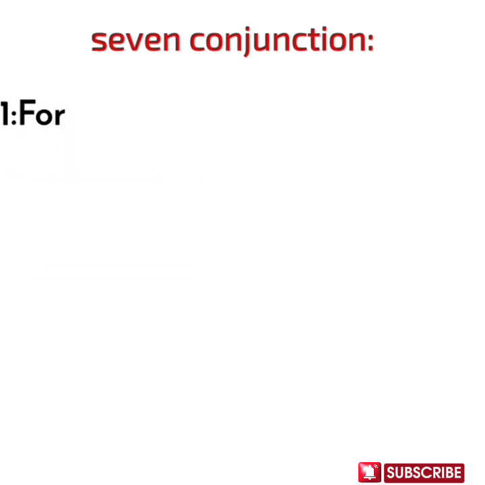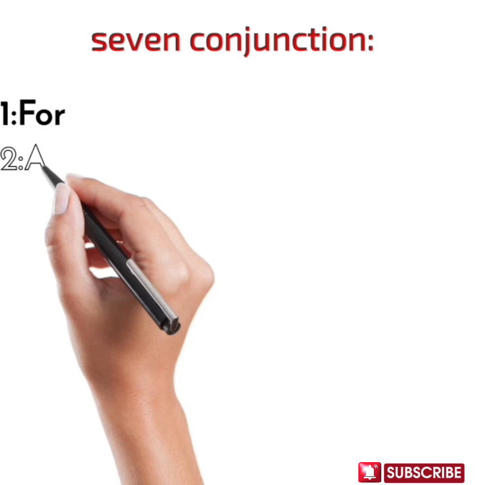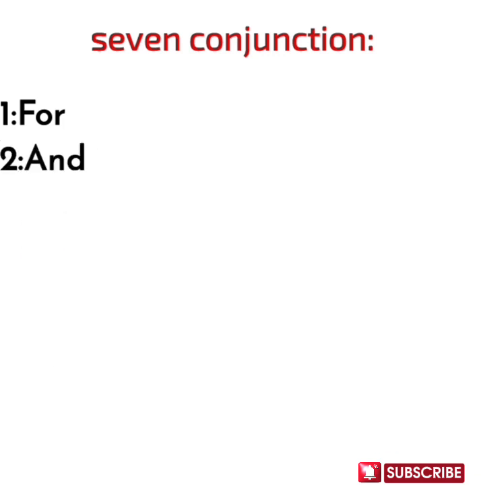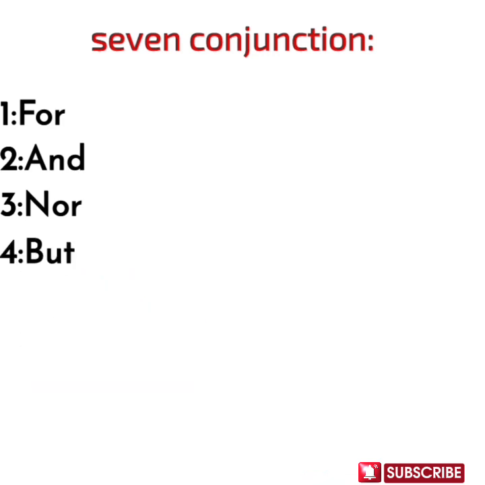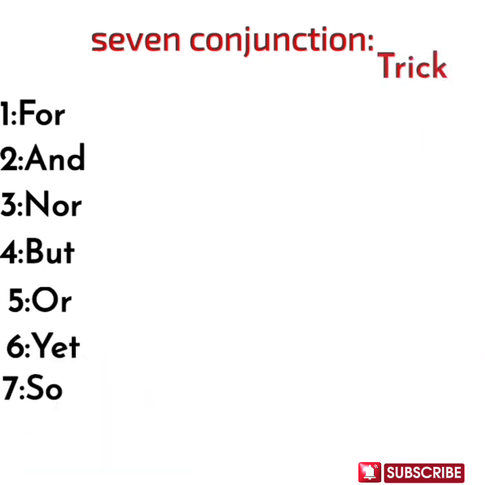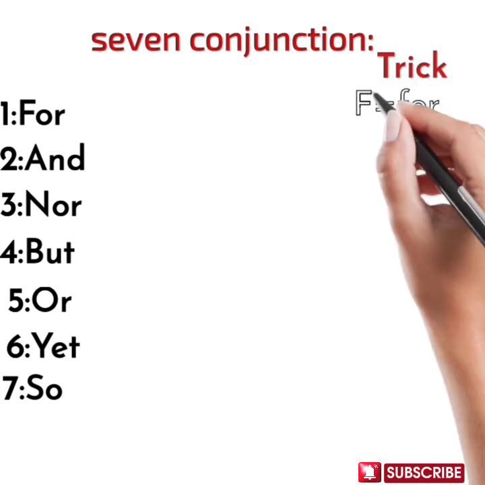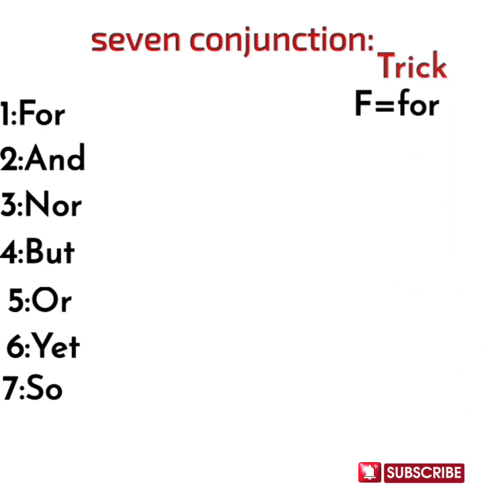In English, there are 7 types of conjunction, which are first, for, second, and, third, nor, fourth, but, fifth, or, sixth, yet, seventh, so. So these are the 7 conjunctions in English. Now I am going to tell you a trick about these conjunctions to remember them easily. The trick is hidden in the first letter of each of the conjunctions.